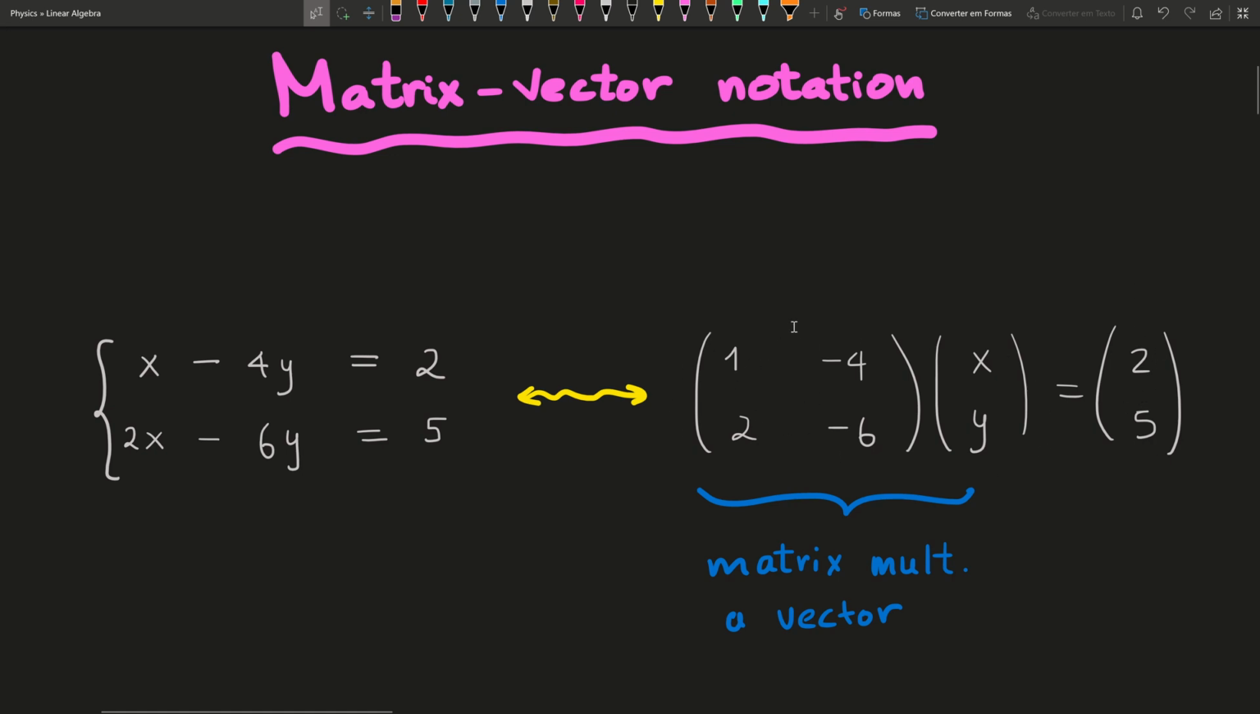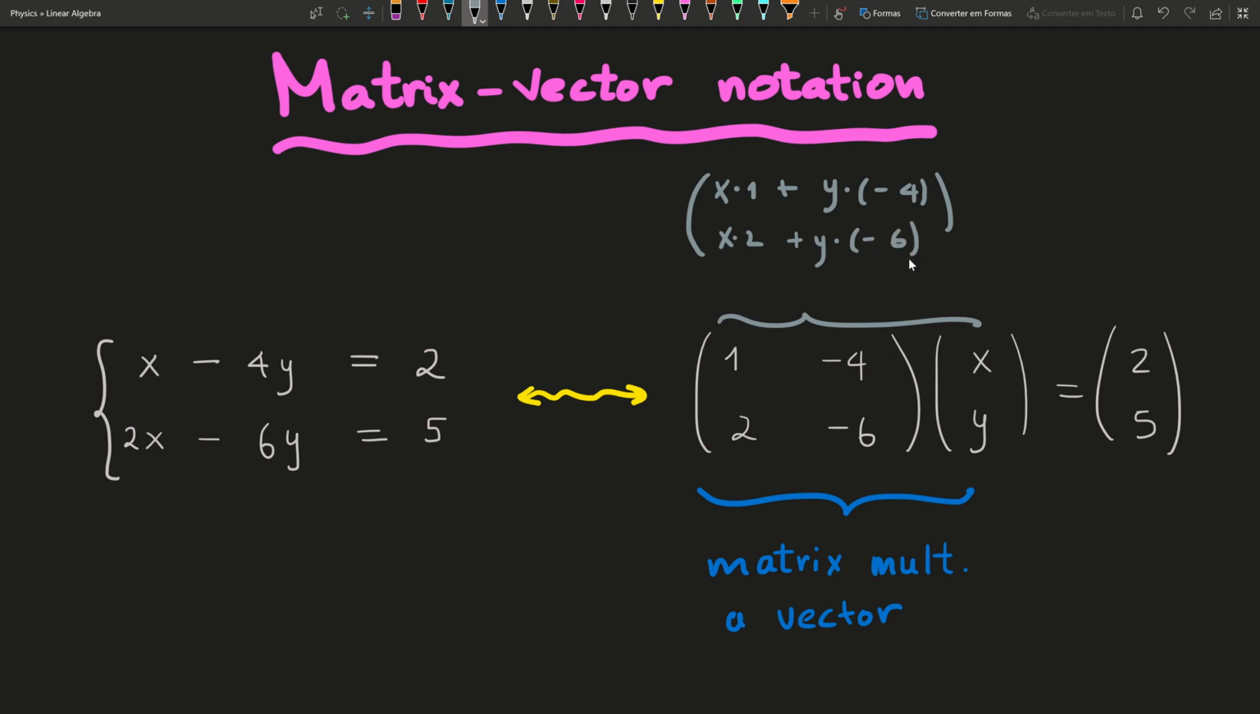So what we find here is what's called a matrix, a square of numbers, multiplied by a column vector. How do we do this correspondence between left and right? The matrix times the vector is done like this. You multiply x by the first entry, multiply y by the second entry, and so on. So you get x times 1 plus y times minus 4, and then x times 2 plus y times minus 6.